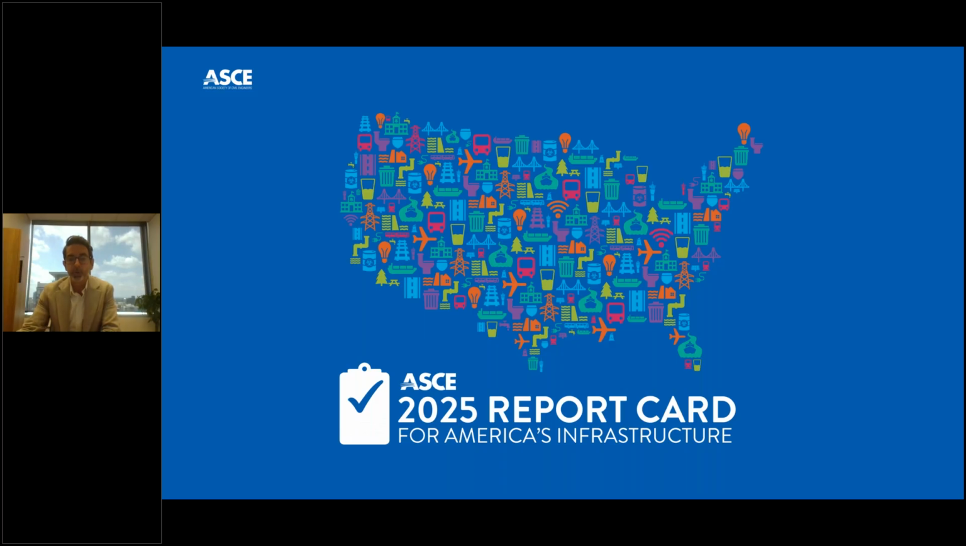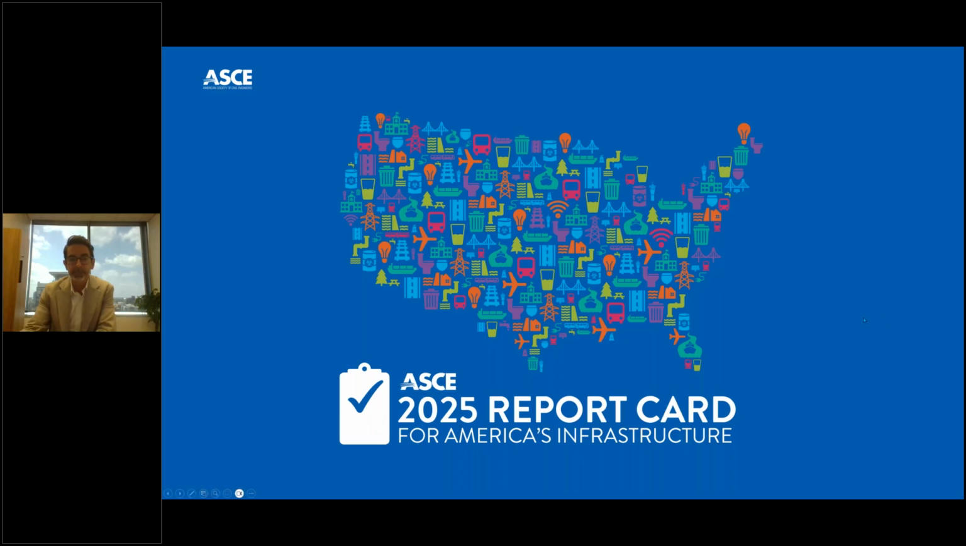Using an A to F report card format, the report card gives a thorough assessment of the current infrastructure conditions and needs, evaluating 18 categories based on 8 key criteria. So I'll go over the specifics of our grading criteria and the stormwater category, but first let's reveal the grades.